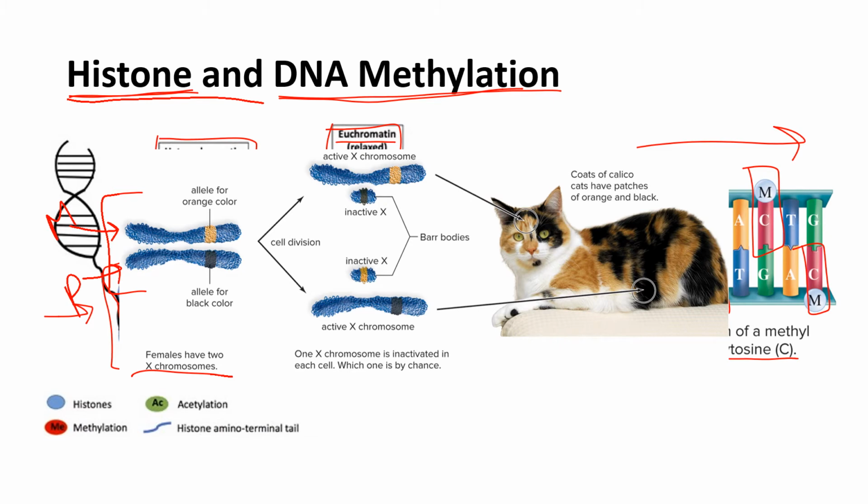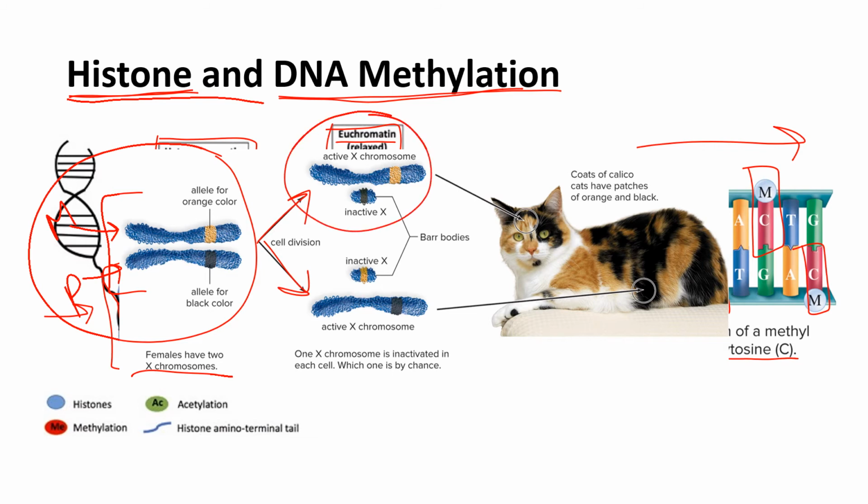As the original zygote which received these two chromosomes divides and forms daughter cells, it's going to be random which X chromosome is inactivated in the daughter cells. In this daughter cell, the paternal X chromosome was inactivated. In this daughter cell, the maternal X chromosome was inactivated. And when we say inactivated, it means that DNA is methylated and highly condensed. So you see this little dark staining area called a bar body in the cell.